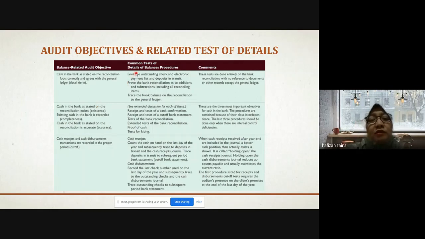We do the footing of the outstanding cheques and electronic payments and so on. And then we cross check that the addition and subtraction is correct, because sometimes there is also a tendency to make mistakes. Then trace the book balance from the reconciliation to the ledger. Later I will show you what we actually do when we audit the bank reconciliation, so you have this list to refer to later.